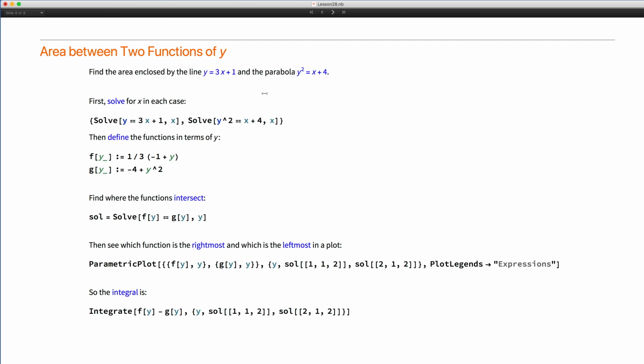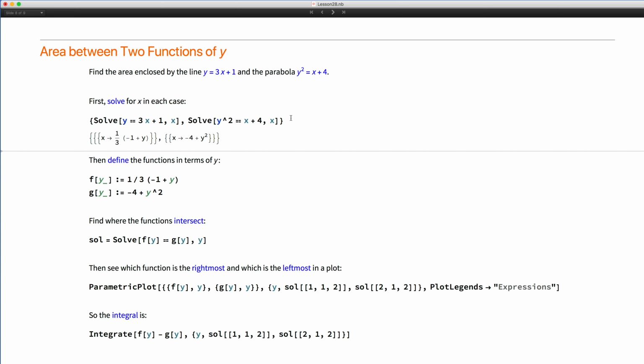Okay, now an example where you might actually need this is, let's say given y equal to 3x plus 1 and the parabola y square equal to x plus 4. Now in this case, y is not a function of x, so we try and write x as a function of y by solving. Set up two functions from the first solution over here and the second solution over there.